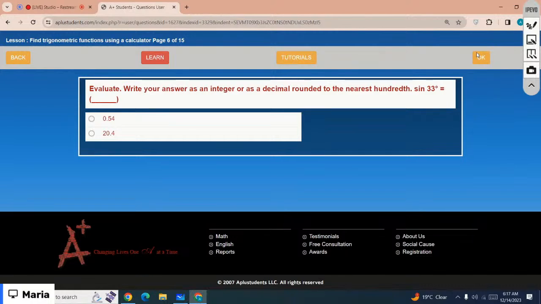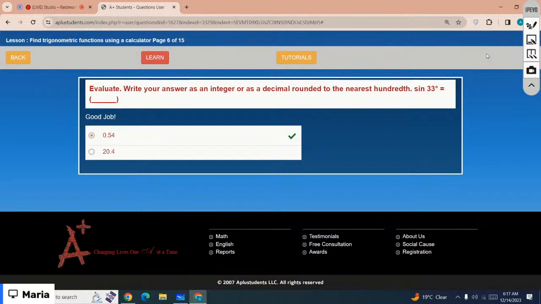Okay, the next one is evaluate. Write your answer as an integer or as a decimal rounded to the nearest hundredth. You have to calculate sine 33. So, which is the correct option? The correct option is 0.54.